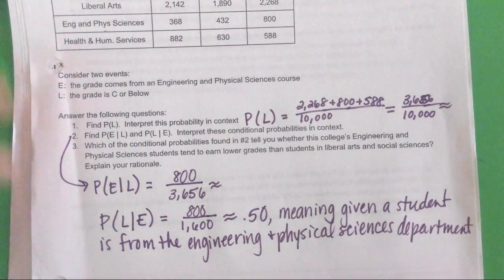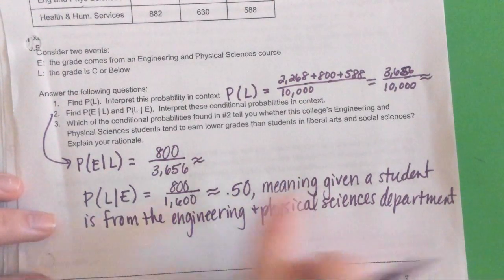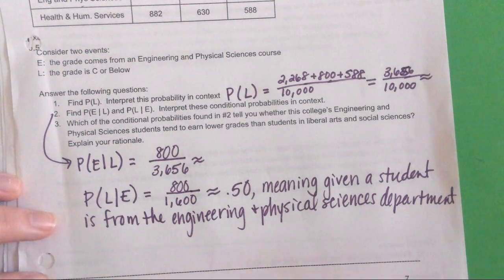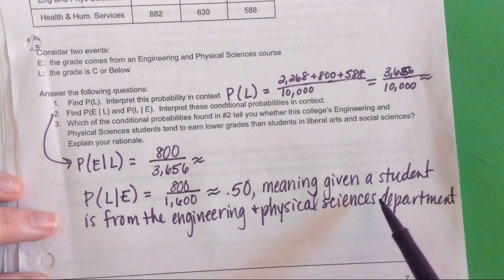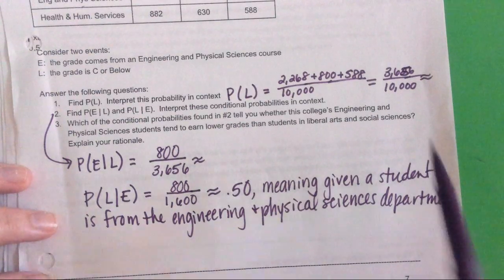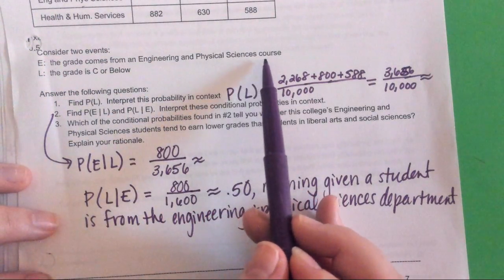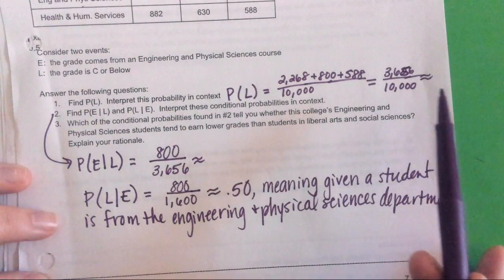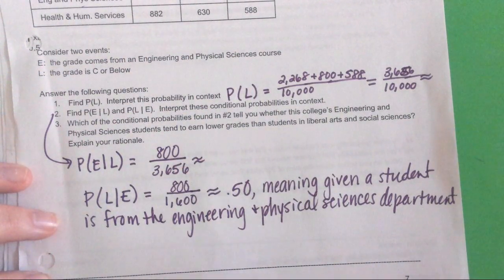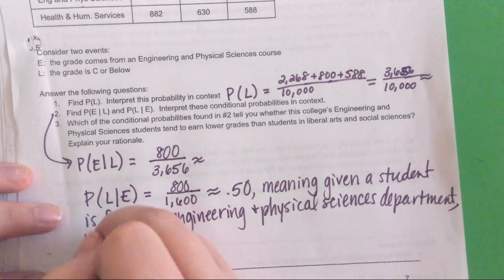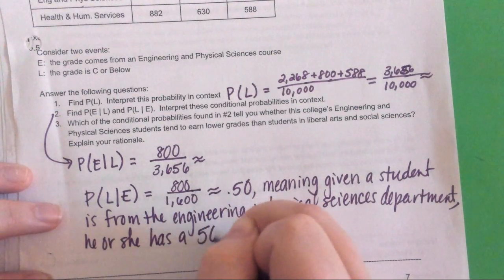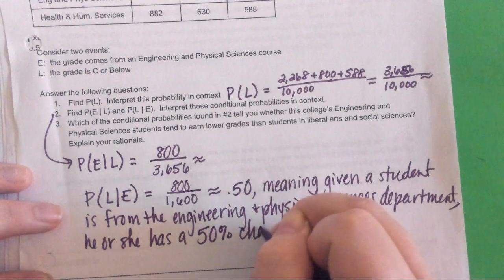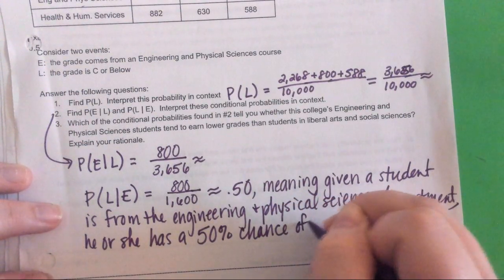So we know for sure that the kid is taking a class from this department because it told us given E. So I've explained what given E means. In fact, I worded it my own way. It would have been way easier to just say meaning given the grade comes from an engineering and physical science course and spit back exactly what they wrote for E. That would have been easier. Makes sense. So meaning given a student is from the engineering and physical science department, he or she has a 50% chance of making a C or below.